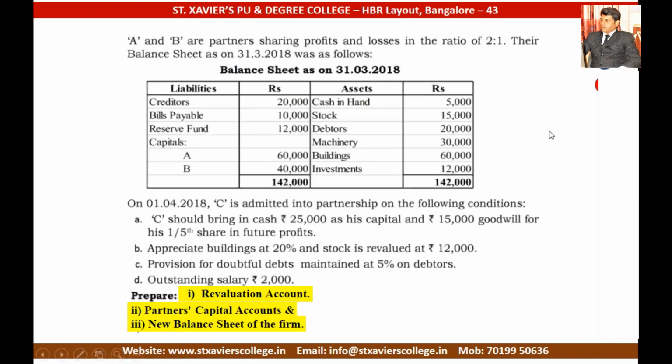A and B are partners sharing profits and losses in the ratio of 2:1. So you can see who the partners already are: A and B, and the ratio they are sharing is 2:1. Their balance sheet as on 31st March 2018 was as follows. The balance sheet is given, where all the liabilities and assets are given.